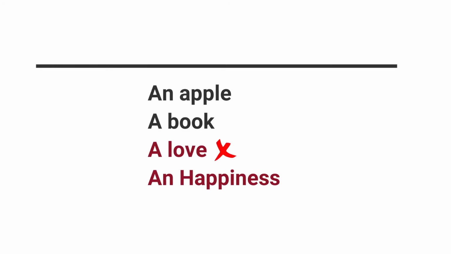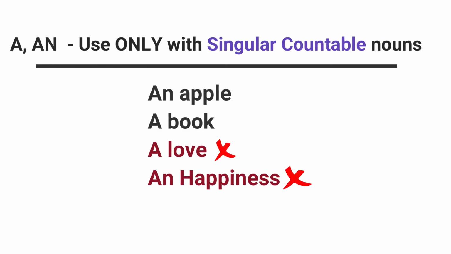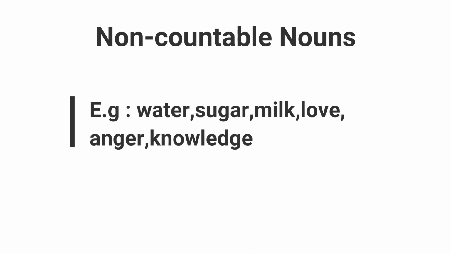So next thing you have to remember is a and an, the indefinite articles, are used only with singular and countable nouns. When I say countable, we mean a noun that you can count as 1, 2, 3, 4 and stuff like that. But things like water or love, these things you can't count. You can't say I have 5 loves, or I have 10 loves for you, right? So these are non-count. You cannot use a or an with non-countable nouns.